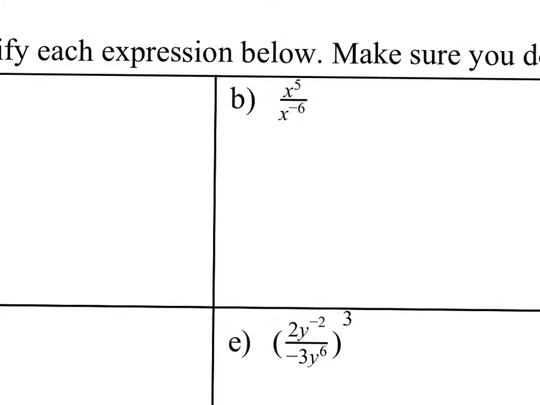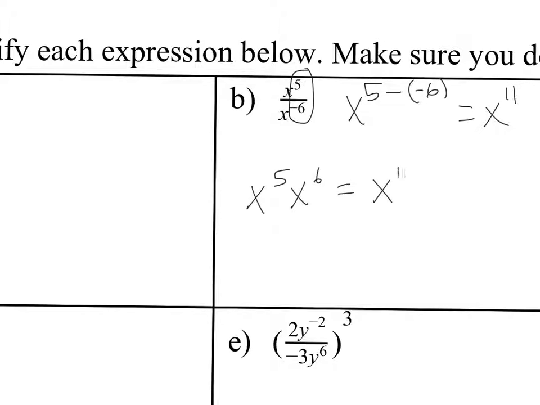Letter B, there's two ways that you can look at this. You could use the property that we just did, which is this is going to be x to the 5 minus a negative 6, which is x to the 11th. Or you could do what we did previously and then make this exponent positive. So that's going to go in the numerator. Then you're going to add exponents and get x to the 11th. So either way, you're going to get x to the 11th.